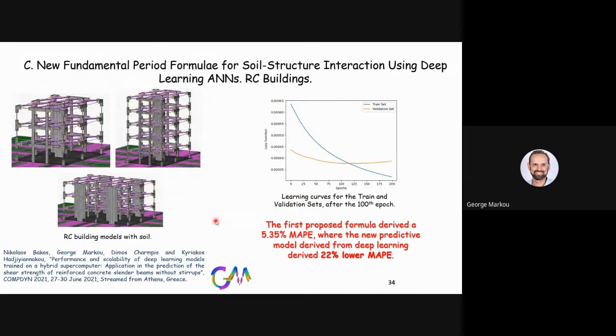We use the same parallel algorithm and run it on the high-performance computer in order to develop a fundamental period formula, in this case, for reinforced concrete structures. So this formula has the ability to predict the fundamental period of reinforced concrete structures with soil-structure interaction as well. So either fixed or with soil beneath the structure and the foundation. Of course, in this case, we were able to decrease the error on the validation set by 22%.